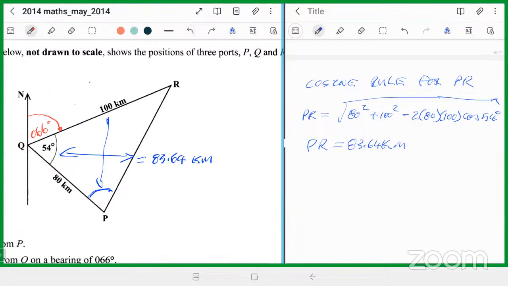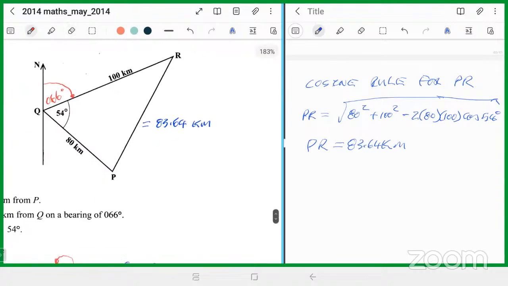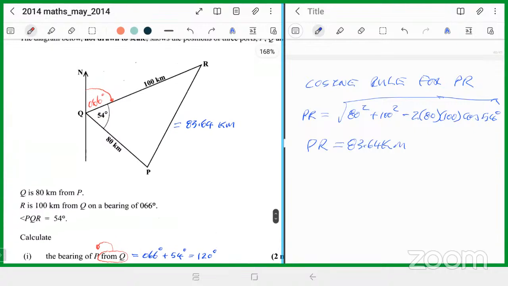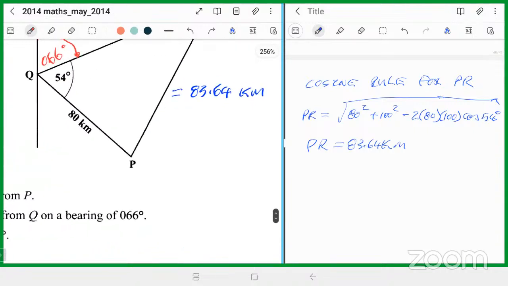But let's see what they actually want us to do. Most times they want us to find a bearing or an angle. Calculate the measure of angle QPR to the nearest degree, meaning don't put any decimal on it. The angle is at P, QPR. That's this angle they want to know, that we said that we need. Let's put it on in blue. QPR is this. We want to call it alpha.